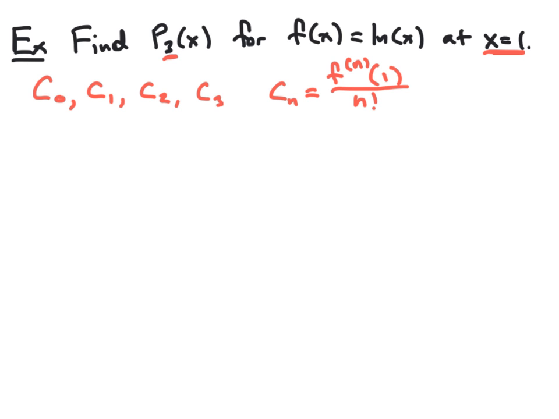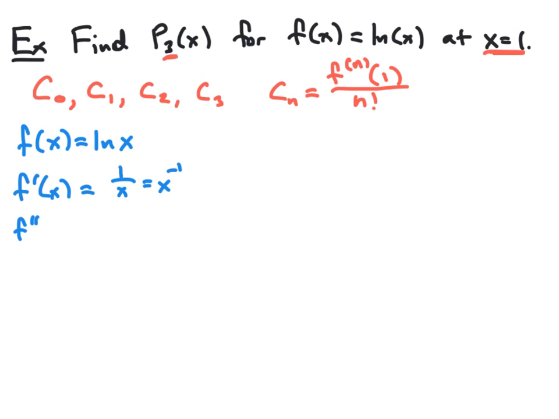We can find these values systematically by first finding the various derivatives of our function that we need. So here we're going to start with f of x being the natural log of x. And in order to get up to c3, we need to find the first three derivatives of this function. So we know f prime of x will be the derivative of natural log x, which will be 1 over x. Or, if we prefer, we could write that as x to the negative 1.